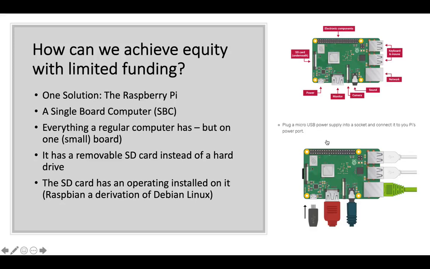And the SD card has an operating system installed on it, which would be some derivation of Raspbian. And Raspbian's a Debian Linux based operating system. So it's a bit different to your Mac operating system, your Windows operating system, but it's a very simple graphical user interface. It's not that hard.